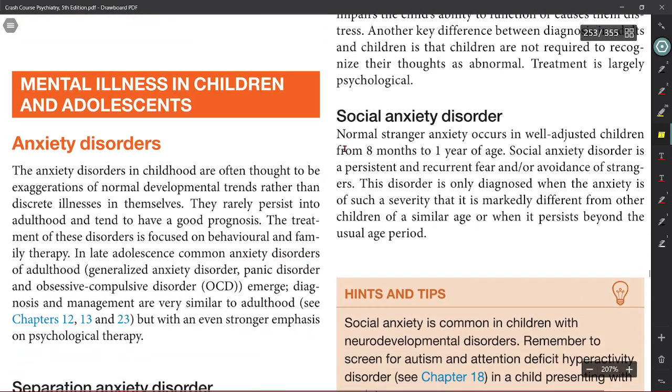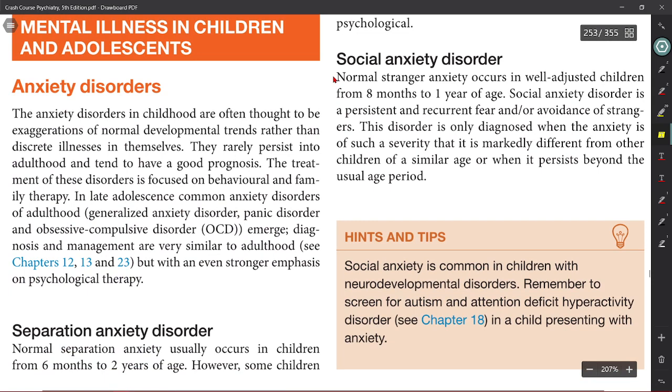Social anxiety disorder. Normal stranger anxiety occurs in well-adjusted children from 8 months to 1 year of age. Social anxiety disorder is a persistent and recurrent fear and/or avoidance of strangers. This disorder is only diagnosed when the anxiety is of such a severity that it is markedly different from other children of a similar age, or when it persists beyond the usual age period. Hints and tips: social anxiety is common in children with neurodevelopmental disorders. Remember to screen for autism and attention deficit hyperactivity disorder in a child presenting with anxiety.